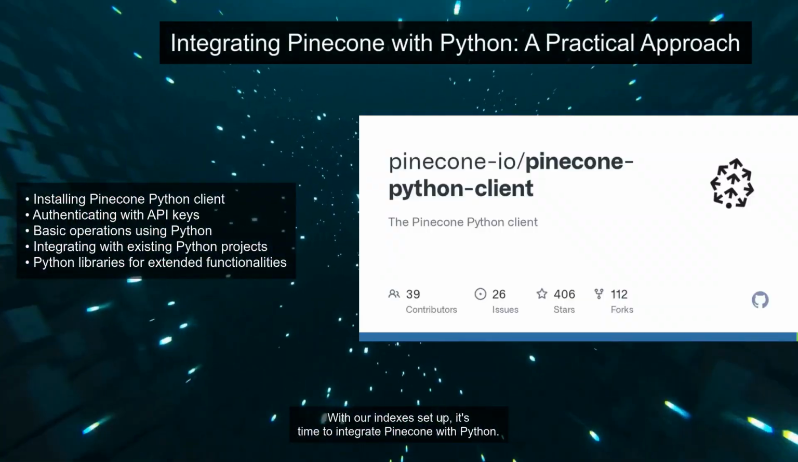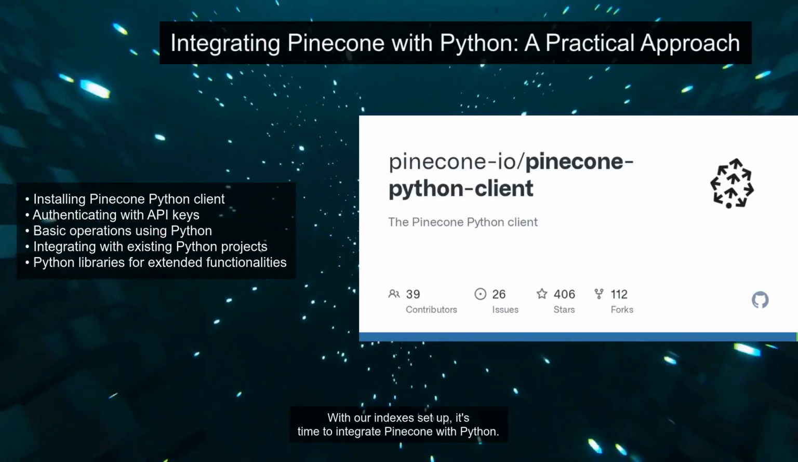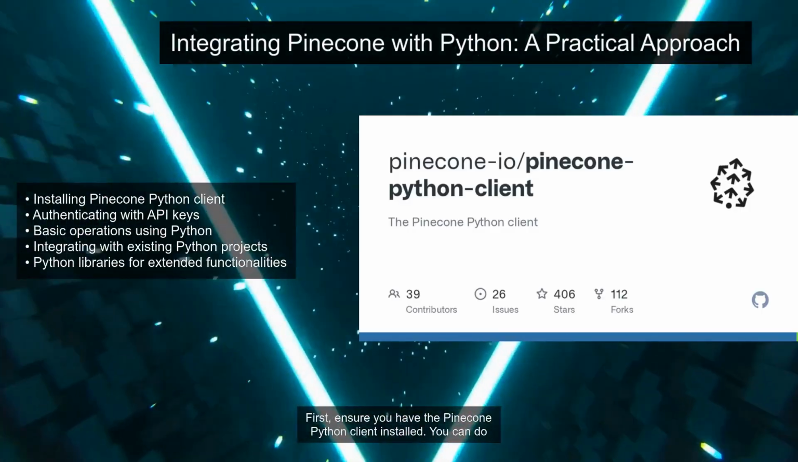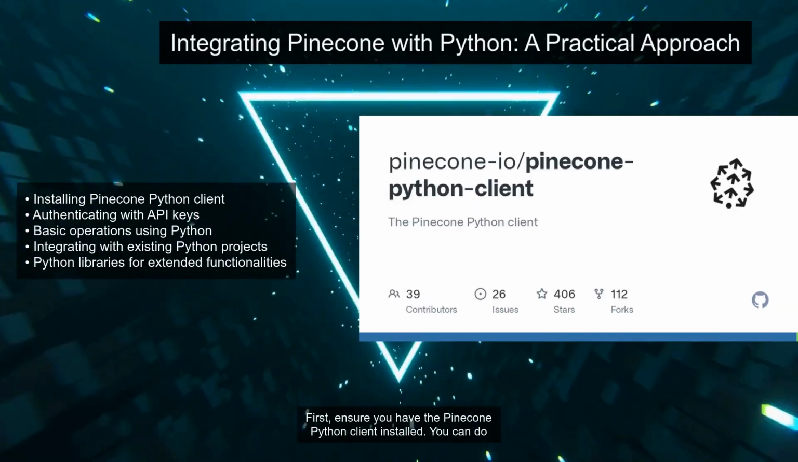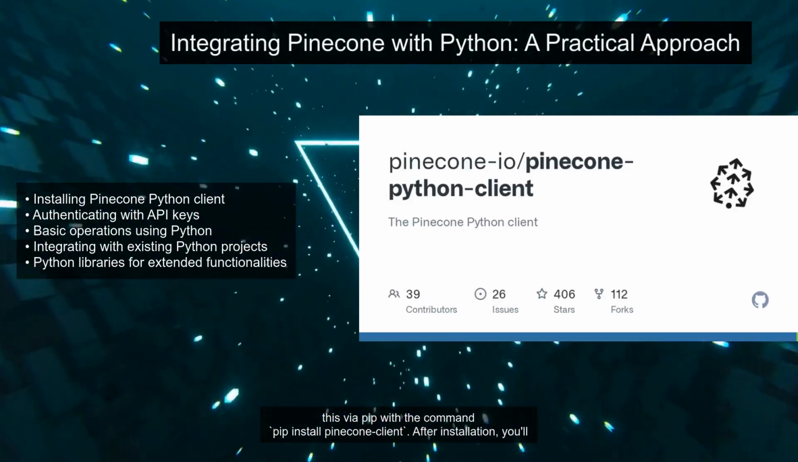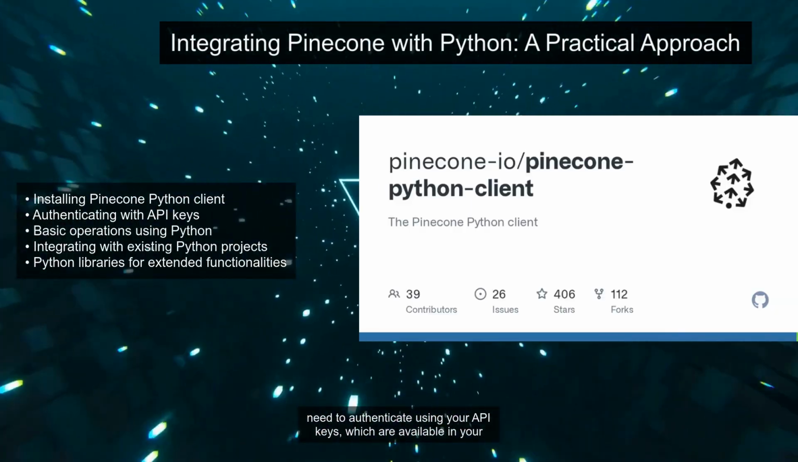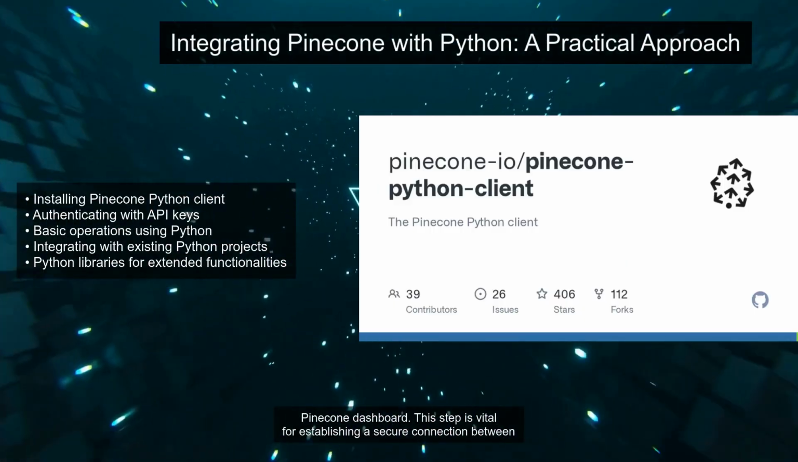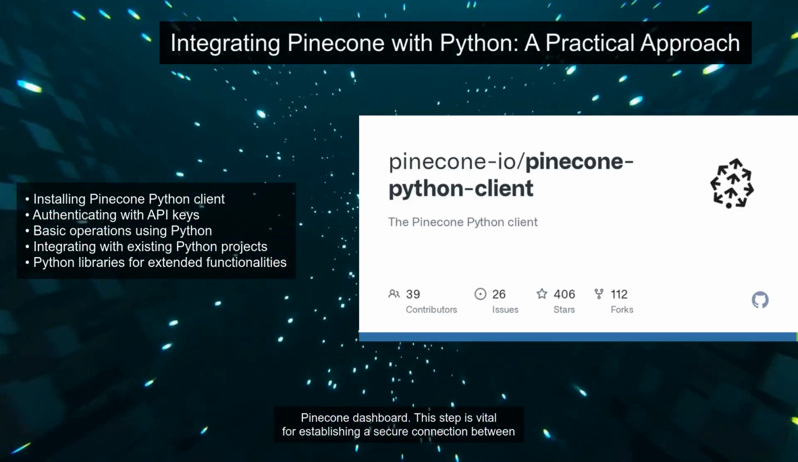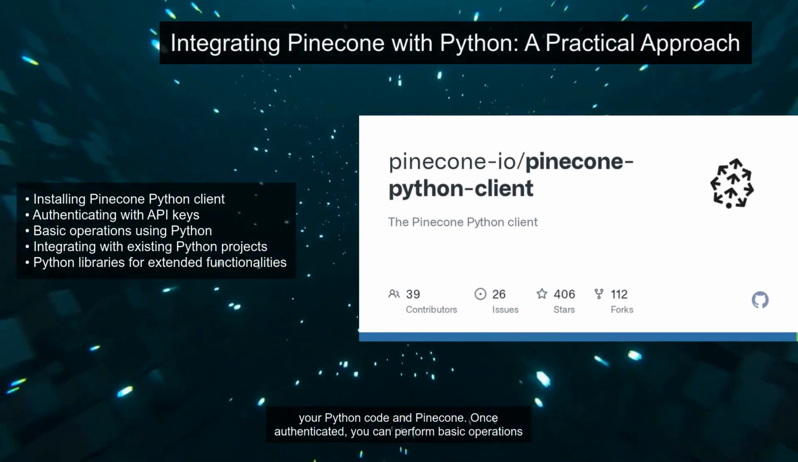With our indexes set up, it's time to integrate Pinecone with Python. First, ensure you have the Pinecone Python client installed. You can do this via pip with the command pip install pinecone-client. After installation, you'll need to authenticate using your API keys, which are available in your Pinecone dashboard. This step is vital for establishing a secure connection between your Python code and Pinecone.